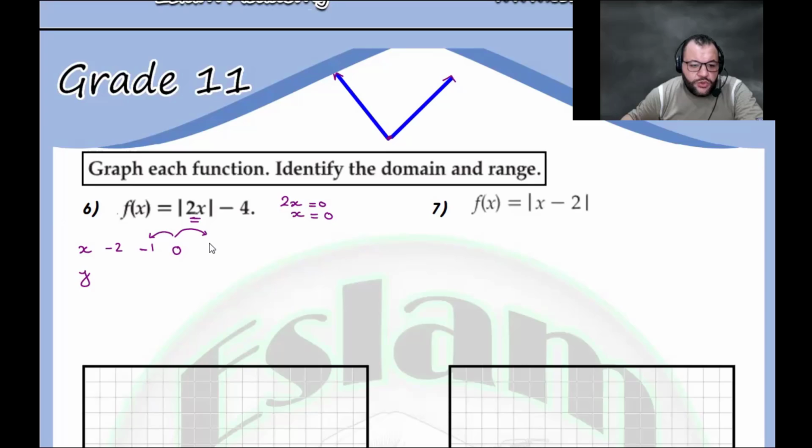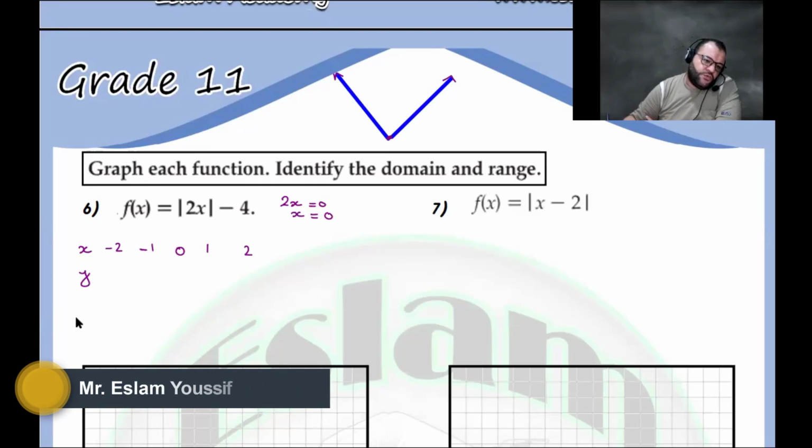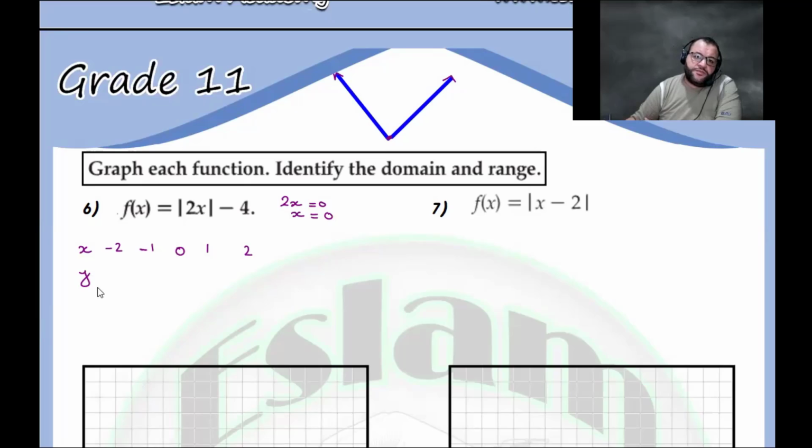By using substitution, what is the answer? Complete the table now. Complete the table for this one. -4. Isn't it positive 4? No, because of the absolute value. -4. -8? How -8? Use a calculator, please, Sam. Positive 4. 4, negative, 0. It's 0. You are in grade 11 and you can't calculate.